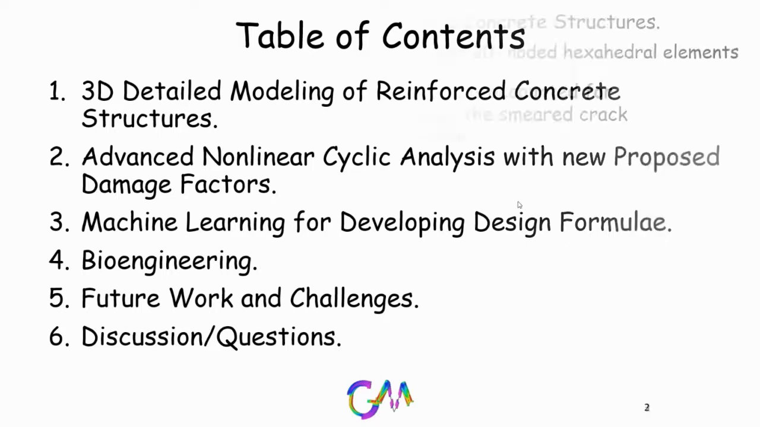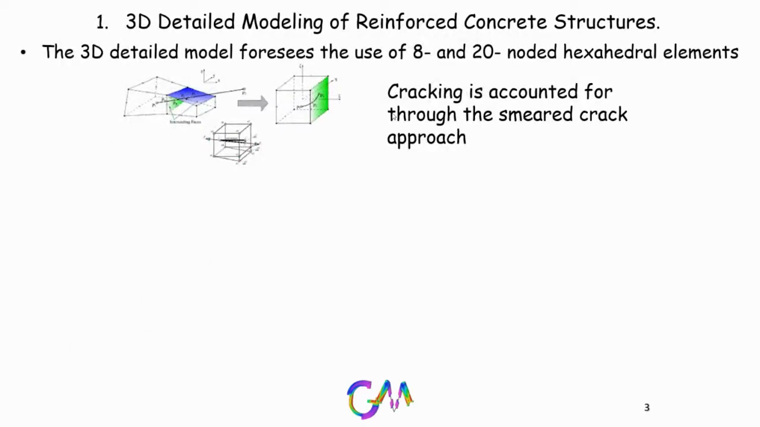So what is a 3D detailed modeling approach? The 3D detailed modeling approach foresees the use of the hexahedral element. We have 8-noded and 20-noded hexahedral elements incorporated in Recon and FEA. Recon and FEA is a software that I developed when I was a PhD student, and now we are extending its development and giving it abilities to model different types of problems with different types of solvers, with different types of finite elements, and of course, material models.